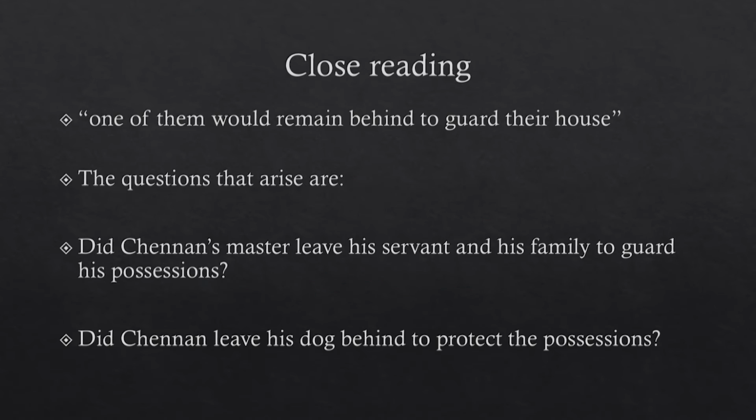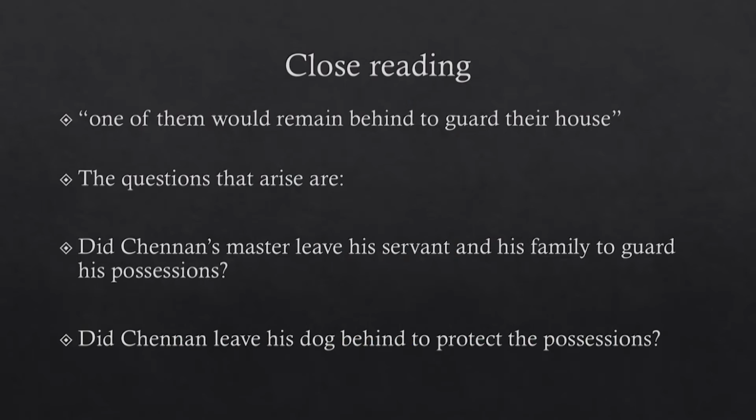So let's ask certain questions to this very interesting set of ideas here. The questions that arise to me are: did Chennan's master leave his servant and his family to guard his possessions? The possessions that we are talking about in terms of Chennan, such as his 5 banana trees and his hayrick, are those Chennan's or are those the property of his master that Chennan is guarding? So that's one question that comes to my mind.